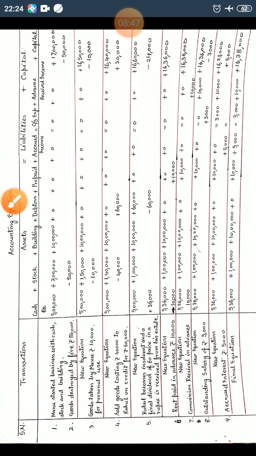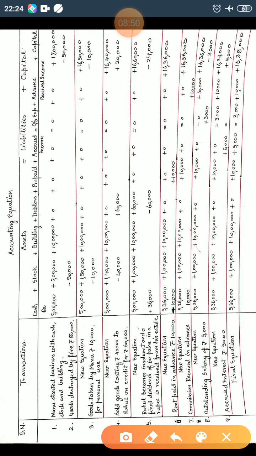Now next transaction is commission received in advance. Commission received in advance means you are receiving income in advance. Receiving income in advance is a liability for the business. So cash is increased by 10,000, and the liability, named advance received income, will be increased by 10,000.